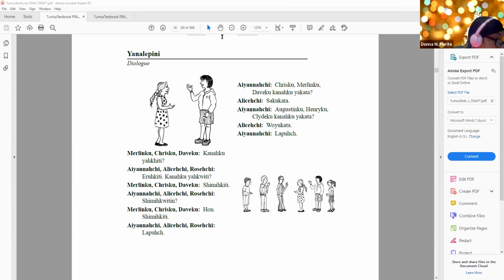Then they answer. Ayana Chi, Alice Chi, and Rose Chi say, Erukiti. So what are they saying? How do they answer the guys? The guys ask them, what are all of you doing? And the girls say, Erukiti. What did they say? They're talking about themselves, their group. In English, what would it be?